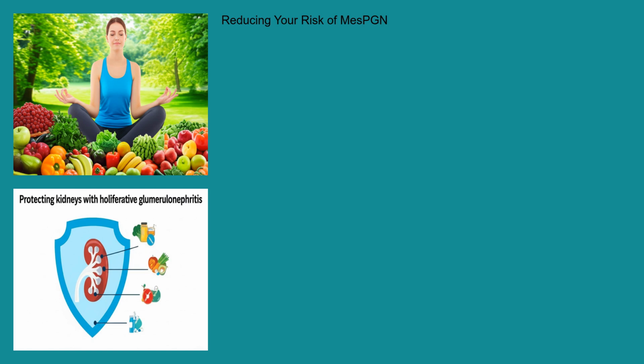While there's no guaranteed way to prevent MES-PGN, you can reduce your risk by adopting certain healthy habits. Managing and treating underlying conditions like infections, autoimmune diseases, and high blood pressure is vital. Avoiding exposure to potential toxins and certain medications that can damage the kidneys can also help. Following a healthy diet, maintaining a healthy weight, and staying hydrated are all beneficial for overall kidney health.